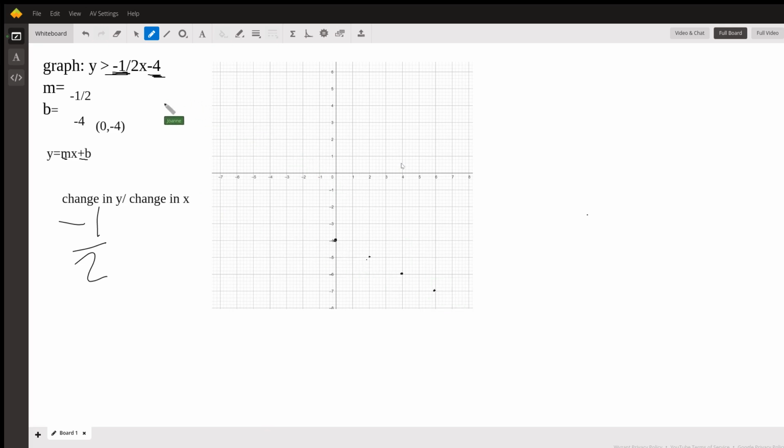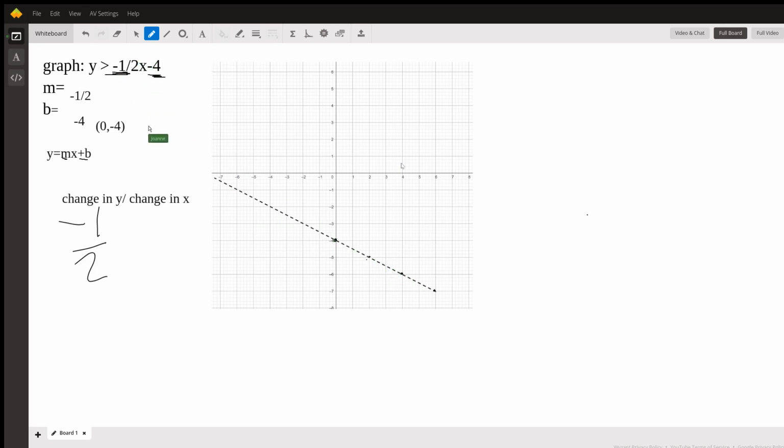Now, the difference with this problem and other problems is it's not an equality problem. It doesn't say y equals negative 1/2 x minus 4. It says y is greater than, and it doesn't say greater than or equal, it just says greater than. So y is greater than, but not equal to, negative 1/2 x minus 4. So I'm going to draw this line with dashes, and that indicates that this line is not included in our solution, because it is greater than.